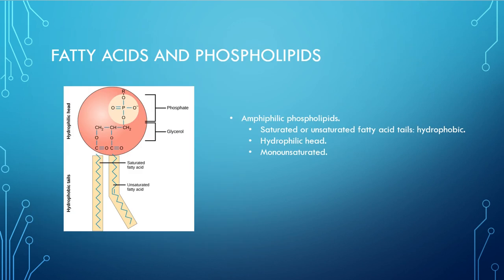So now let's look at where saturated and unsaturated fatty acids come into play in fatty acids and phospholipids. We have one saturated and one unsaturated fatty acid tail, and this creates the hydrophobic portion of the phospholipid. The unsaturated fatty acid tail is going to be monounsaturated, and our hydrophilic component is going to be made up of a phosphate and glycerol. So again, we have a hydrophilic portion and a hydrophobic portion, and all together this makes a phospholipid that is amphiphilic.